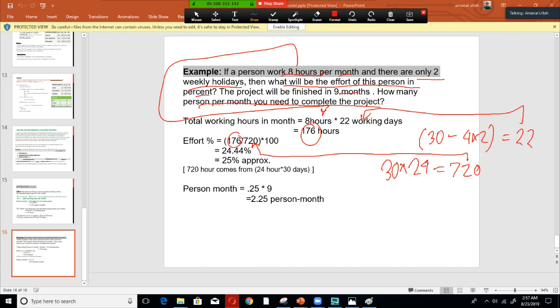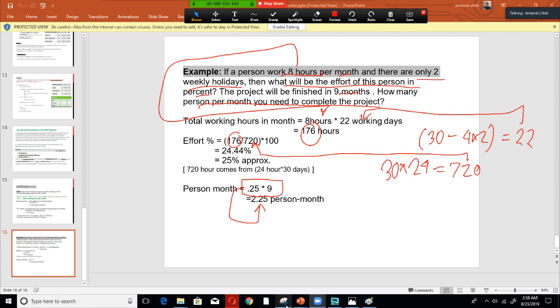And so the project will be finished in 9 months. How many person-months do you need to complete the project? So if that person works for 9 months and completes the project, then that person is giving a total of 2.25 person-months. So this is the solution to this example.